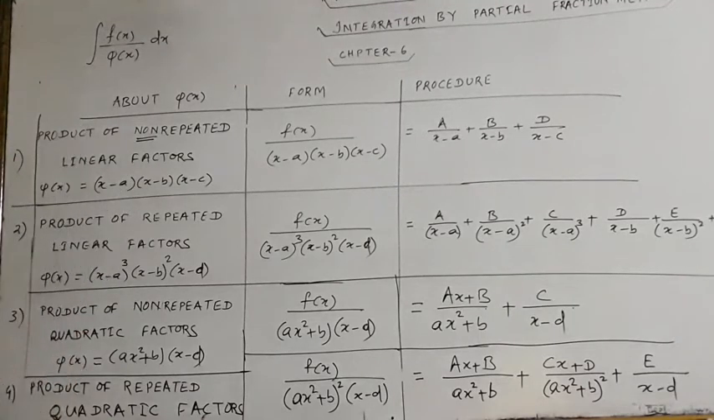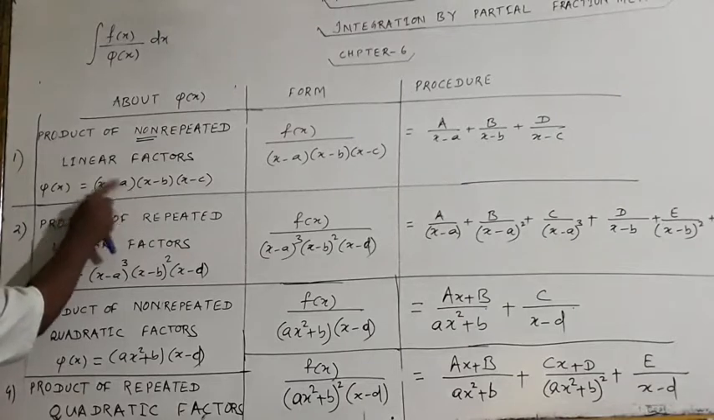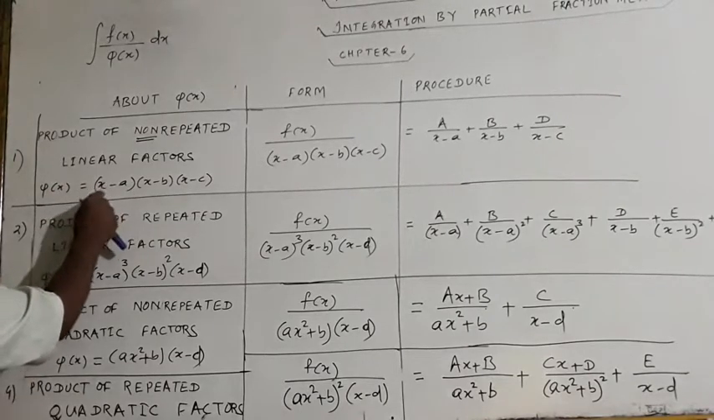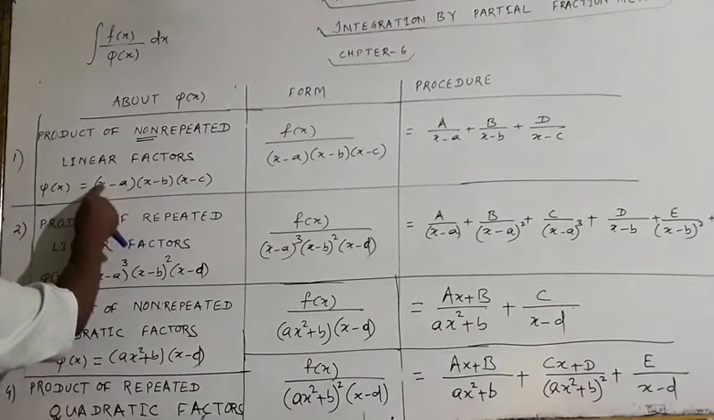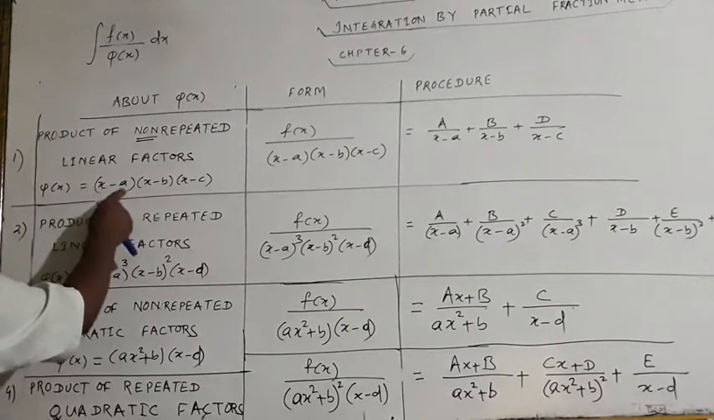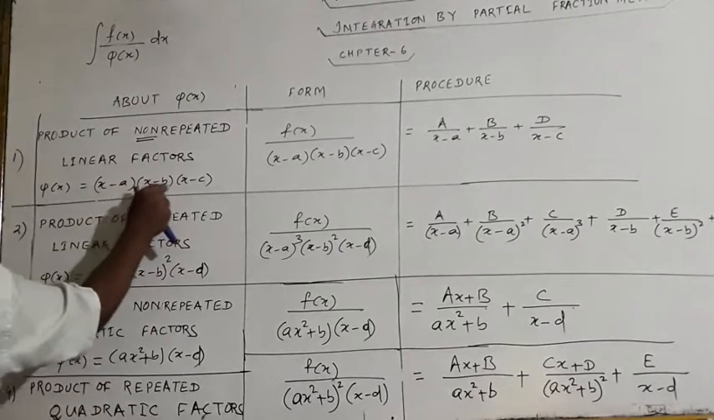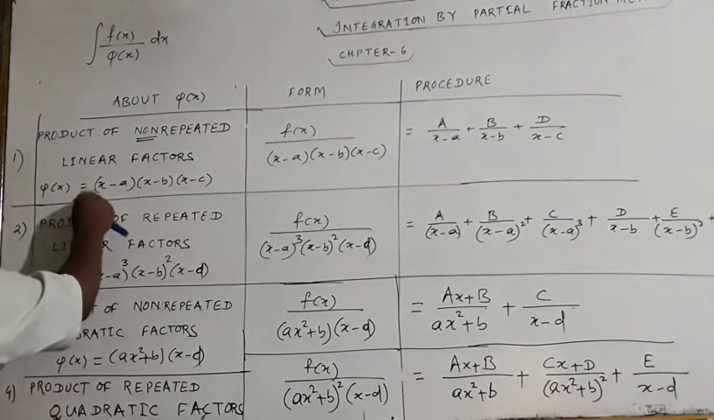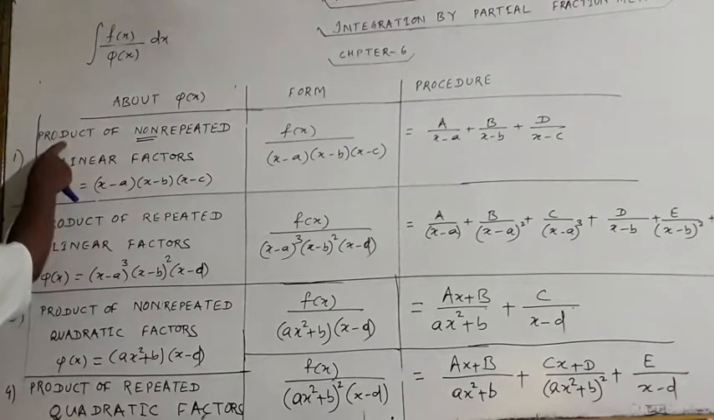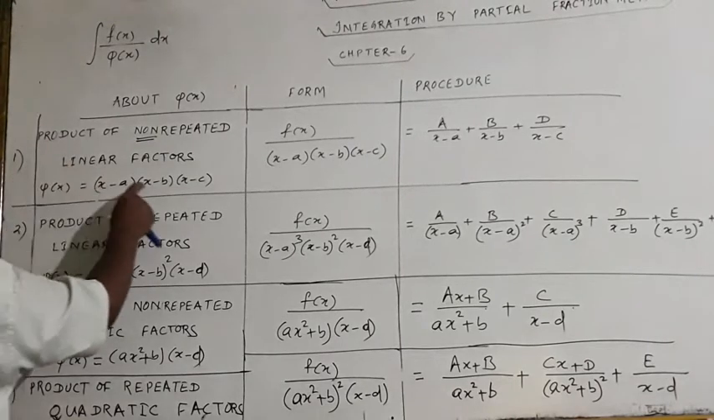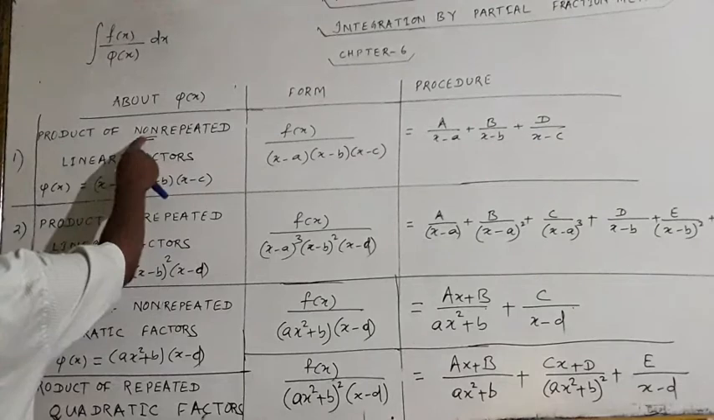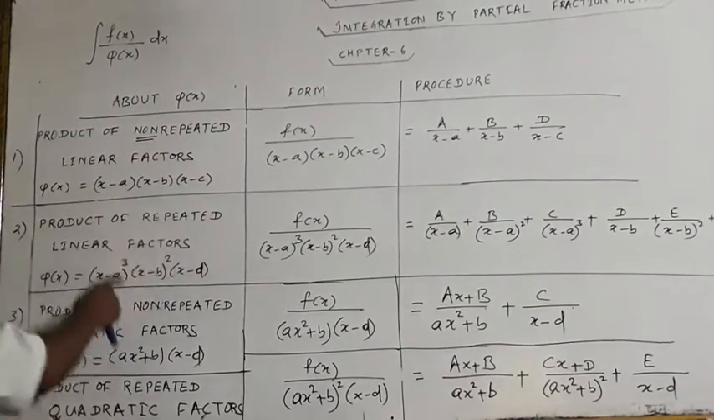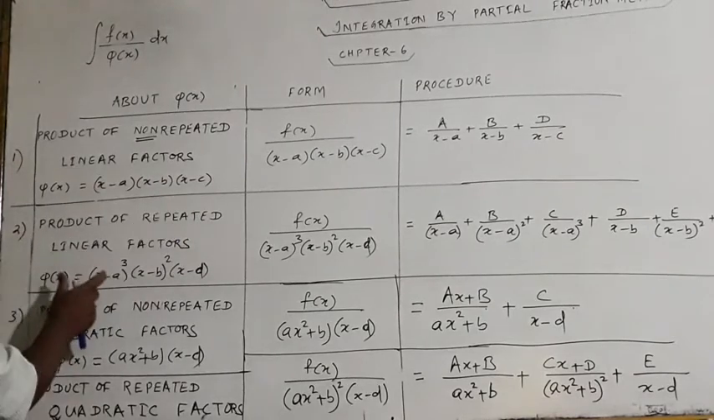What is linear? Where x power is 1 here. x minus a. Suppose x minus 2, x minus 4, x plus 3, x minus a, x minus b, x minus c. The multiplication of these three happened. That's why it is called a product. Product of what? Of linear. What type of linear? Non-repeated linear. No repetition is there.